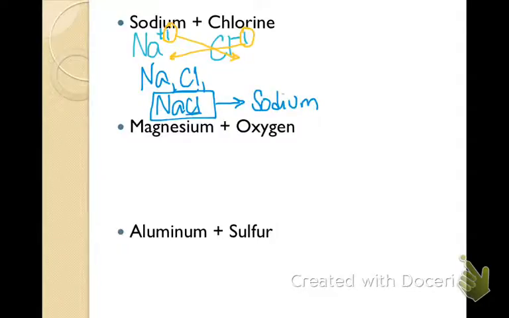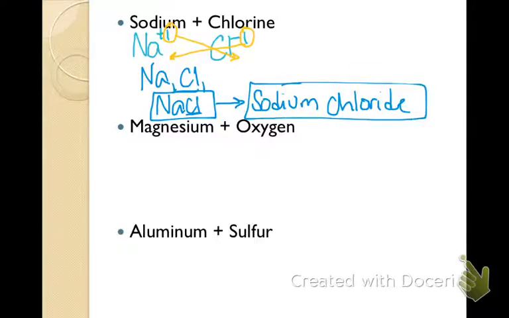And then that chlorine changes to chloride. So sodium chloride. There we go. So that's sodium chloride. Next we have magnesium and oxygen. Magnesium's a plus 2, oxygen's a negative 2. So we are just going to crisscross those numbers down there, like this.